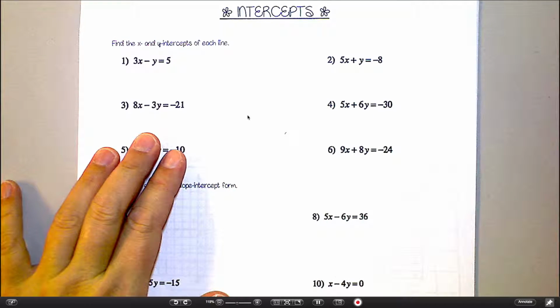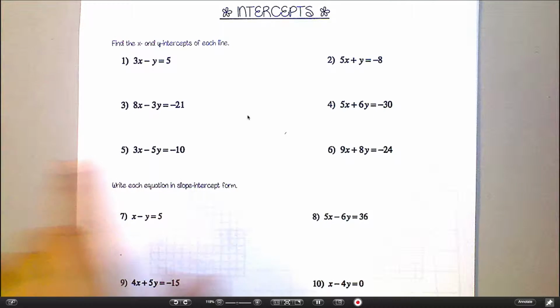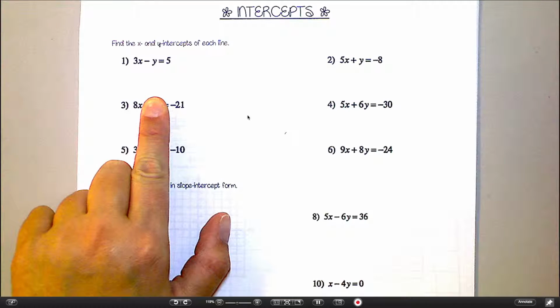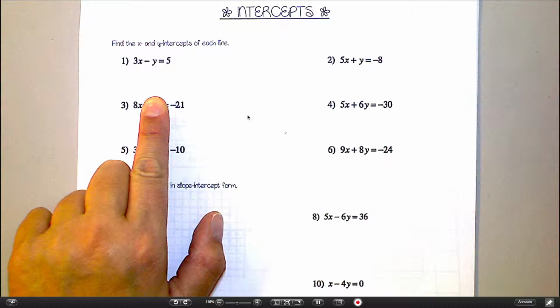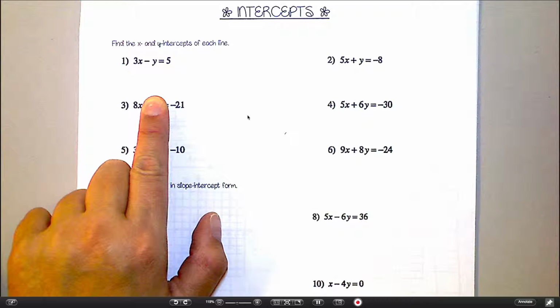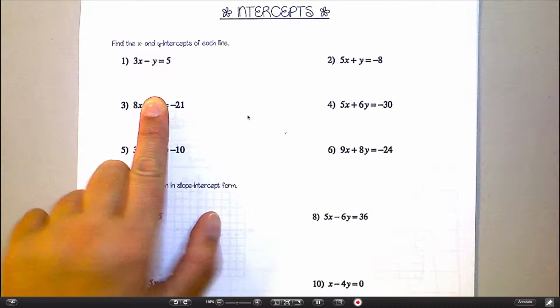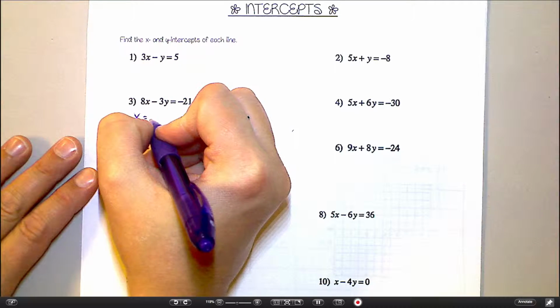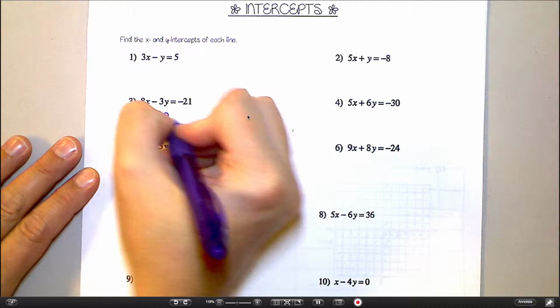So, at the X-intercept, Y is equal to 0, which means I don't have a Y anymore. So now I just have 8X equals negative 21. And then what would I do to solve? Yeah, divide. So I'm going to do negative 21 divided by 8. And I get that my X-intercept is at negative 2.625.